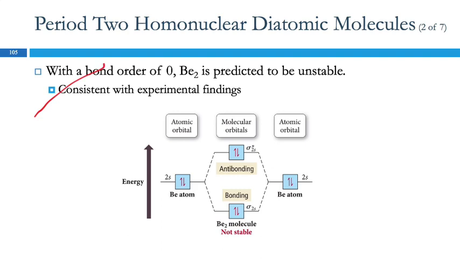And then bond order. How many electrons in bonding orbitals? Well, there's 2. How many in the antibonding orbital? Also 2. Divided by 2, and so that's a bond order of 0. So this one is predicted to not exist or to be unstable, and that is true.